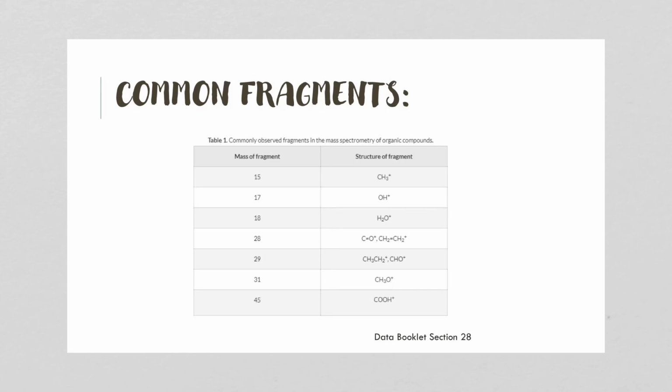So our data booklet in section 28 gives us a list of commonly observed fragments in mass spectrometry. If there's a mass of the fragment of 15, then it's a methyl group. If it has a mass of 17, it's a hydroxyl cation. If it's 18, that's an H2O. 28 would be a C double bonded O, or an ethene. 29 would be this or this. 31 would be CH3O plus. 45 will be the carboxyl group. So we can now make some inferences on some mass spectra that we see.